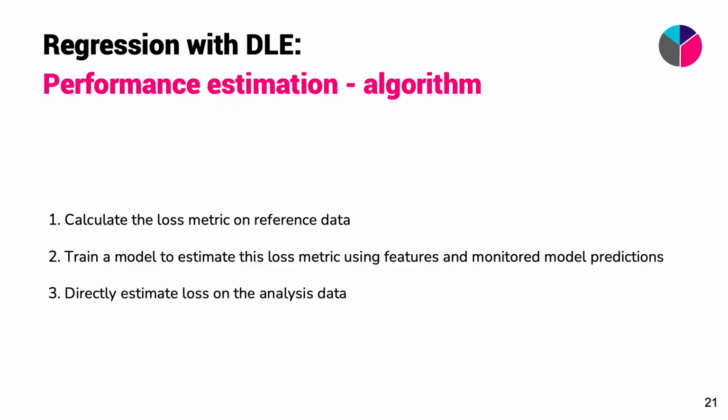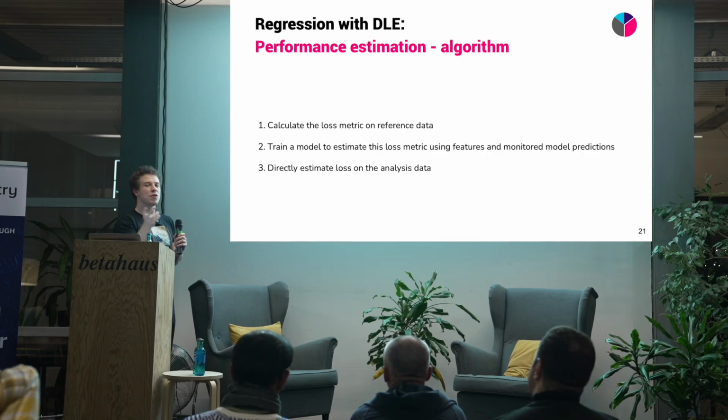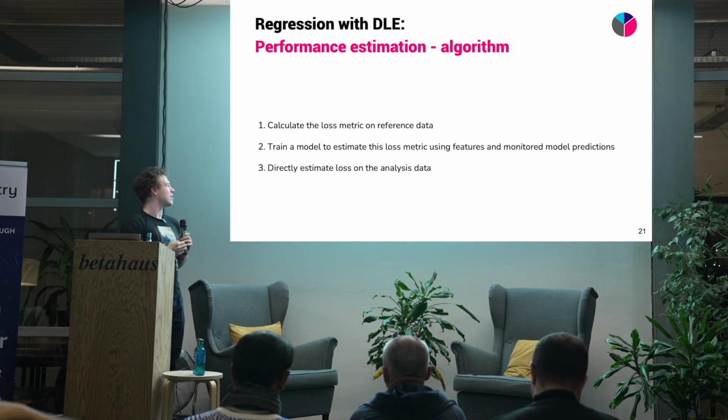Now let's go into the actual algorithm, just to give you a quick overview of how the algorithm works. First, we're going to calculate this loss metric on the reference data. So we calculate the squared error on every point in our reference data, which is our test set. Then we're going to train a model to estimate this loss metric, because why not? We can, using the model input features and the actual model predictions from the model that we monitor, the one that gives you point predictions. And then we're going to directly estimate this loss on the analysis data. That's the whole algorithm. We just train another model to estimate uncertainty of the previous model. And it works in practice.